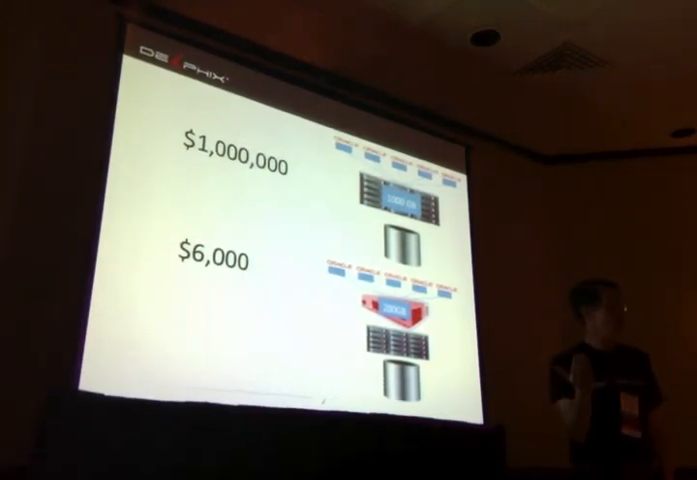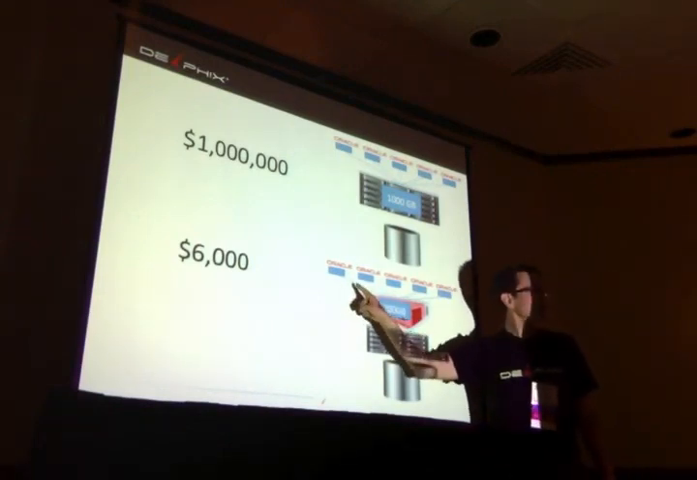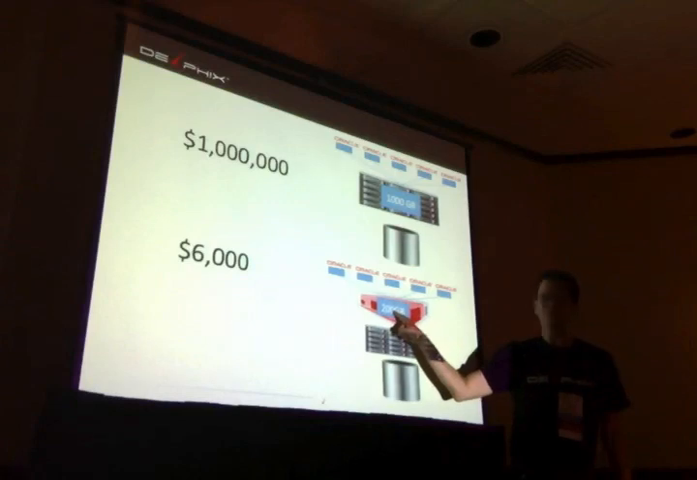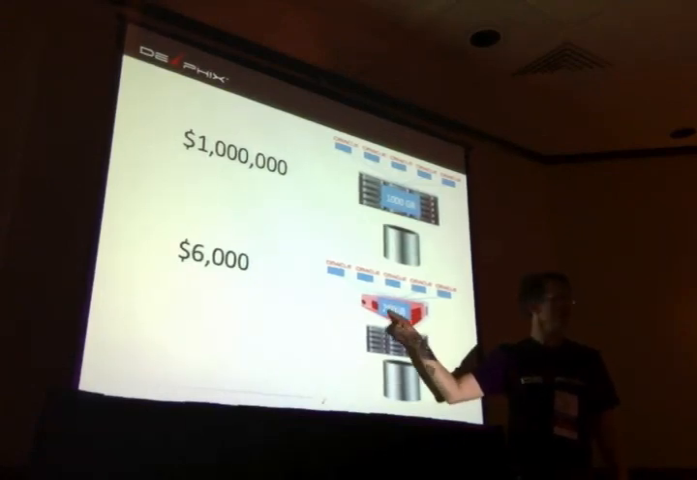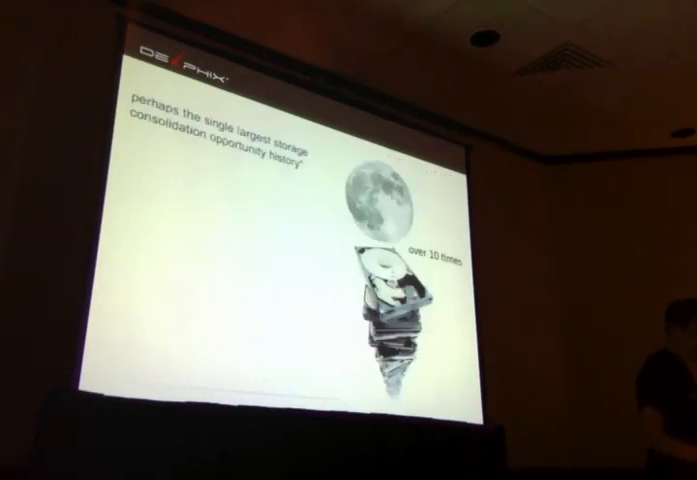Maybe you got a good deal with your sales guy. Maybe you get it for $500,000. To do that with Delphix, I need 200 gigabytes of memory on commodity Intel hardware. Cost me $6,000. So this might be one of the biggest storage consolidation plays in history.